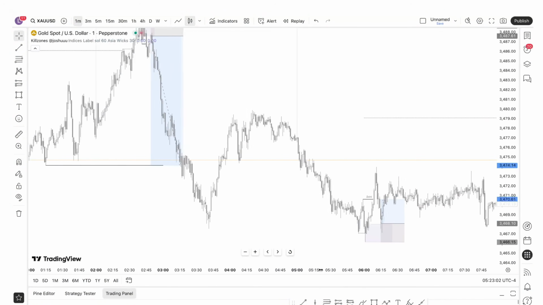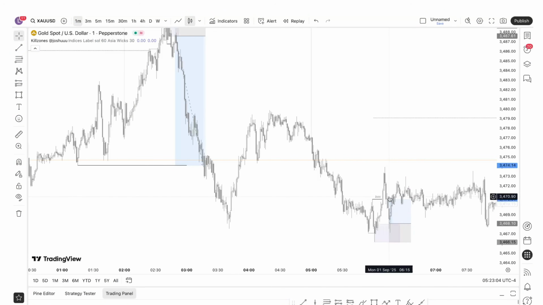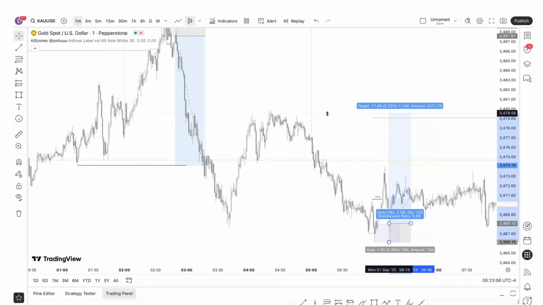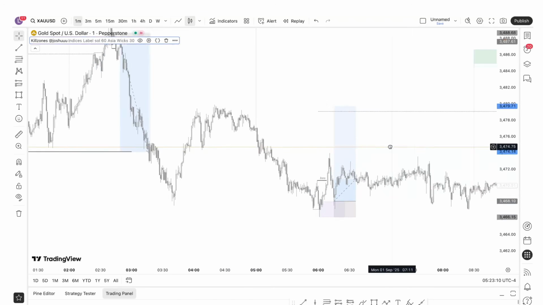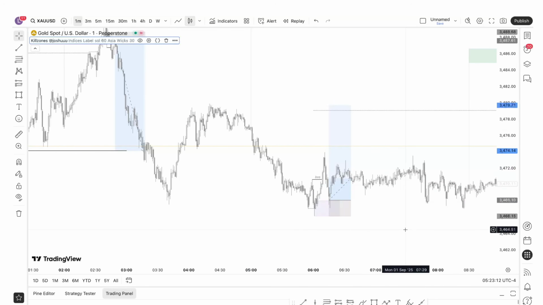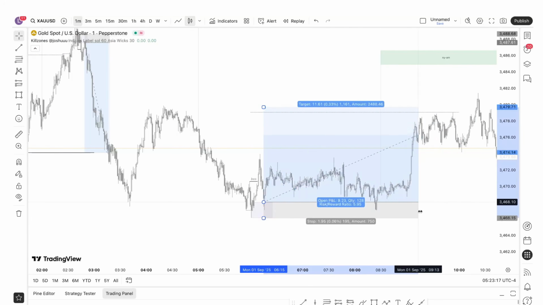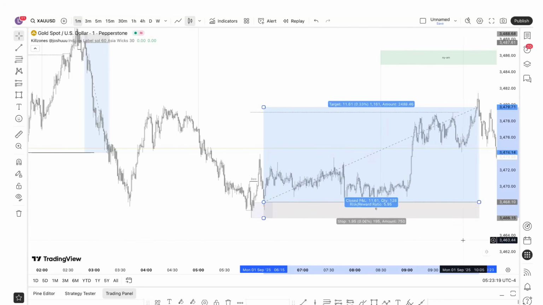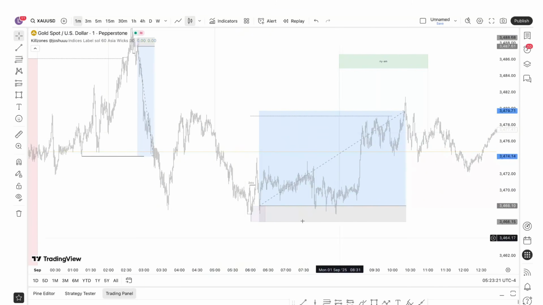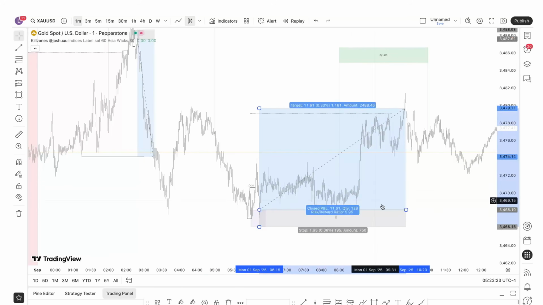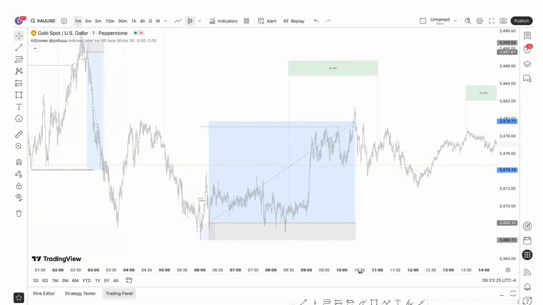And what would be my target? My first target would be the recent 1 hour high, which is here, right? If you see on the 1 hour, this would be my recent 1 hour high. So this is what I will be targeting. And if we look over here, our target has been successfully done over here, which gave us around 1 is to 6 RR.